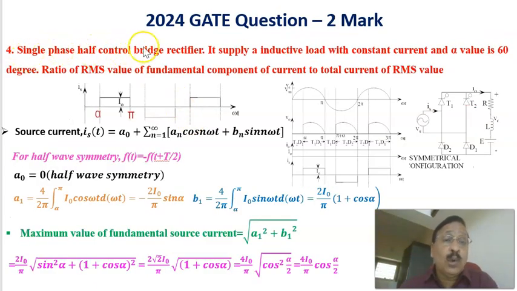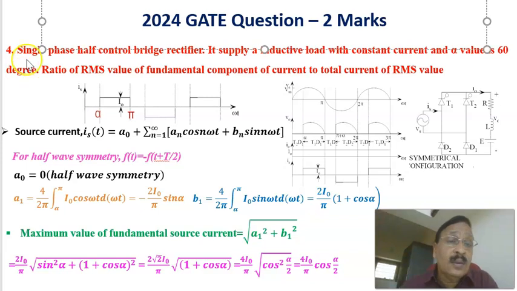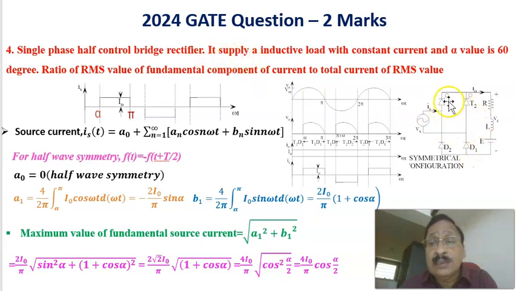Now let us see the fourth problem, a 2024 GATE question that carries 2 marks. A single phase half controlled bridge rectifier. Here these are the two thyristors and these are the diodes. The single phase half bridge rectifier supplies an inductive load with a constant current, load current is equal to constant, and the firing angle alpha value is 60 degree.